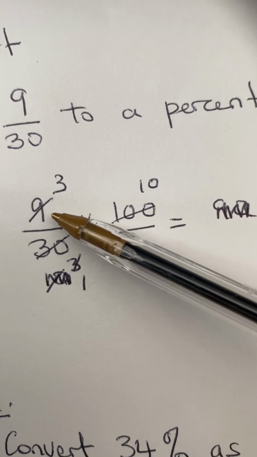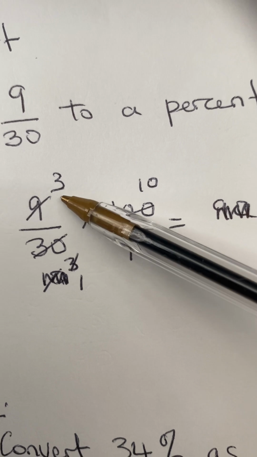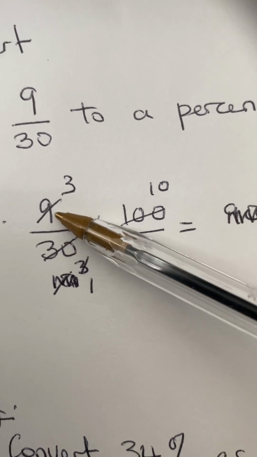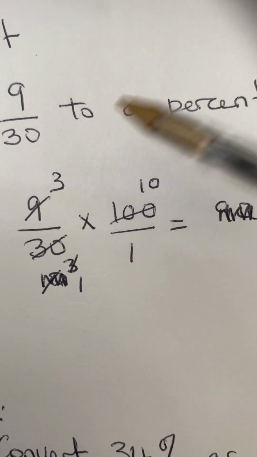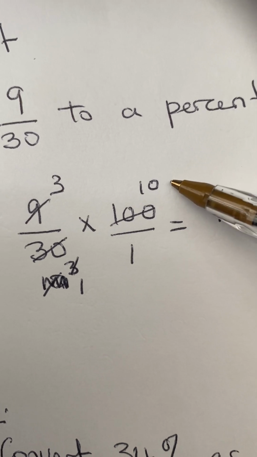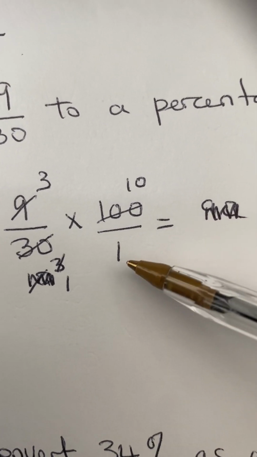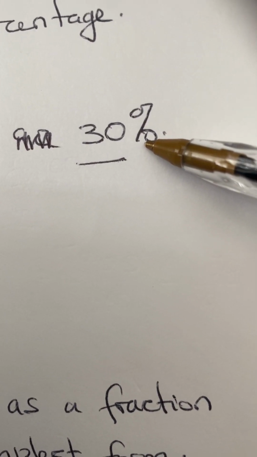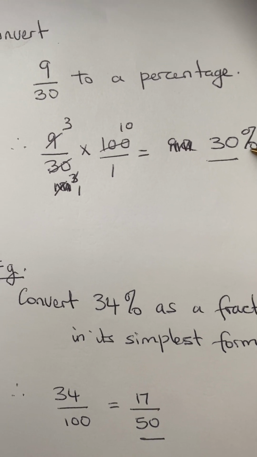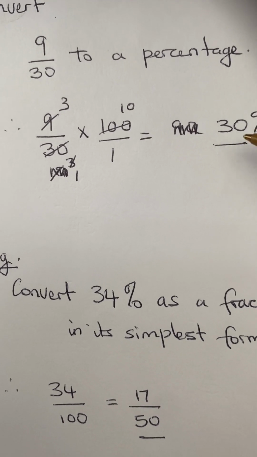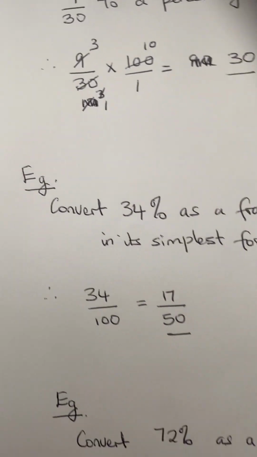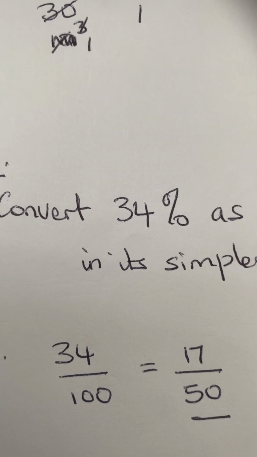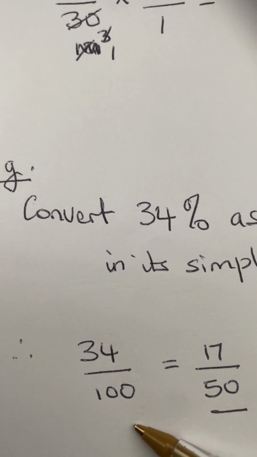Now 3 and 9 can have factors. So how many 3s do we have in 3? 1. How many 3s do we have in 9? 3. So now we have 3 times 10, which is 30. 1 times 1, which is 1. So our answer will be 30%. Okay, a few of these you can use non-calculator method. Now let's look at this. Convert 34% as a fraction and leave it in the simplest form.